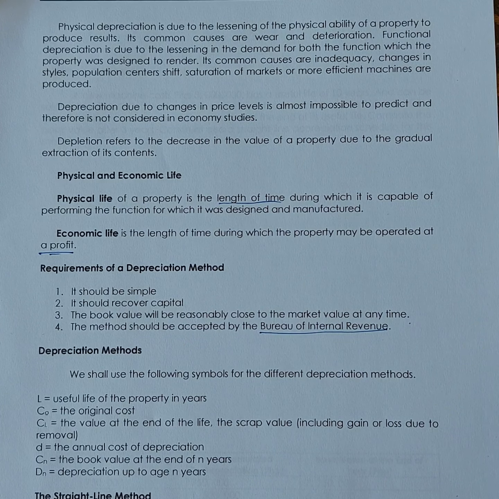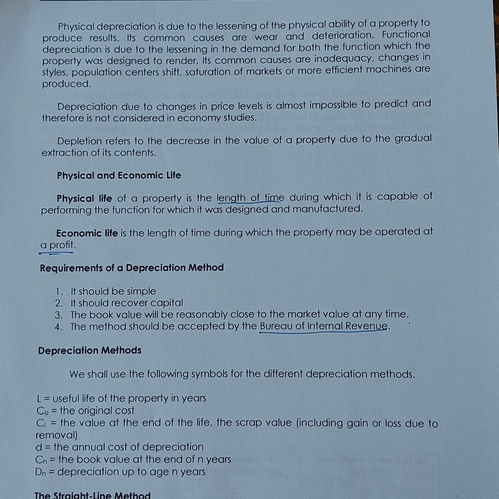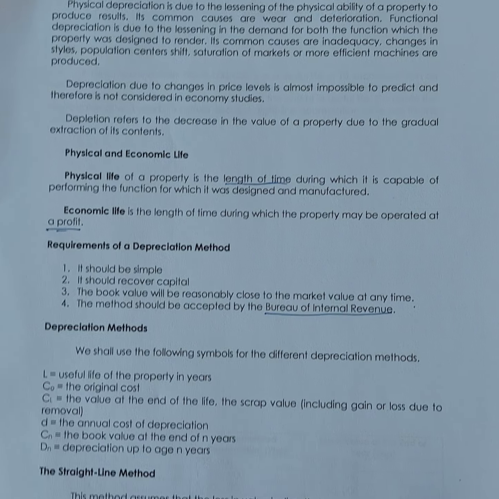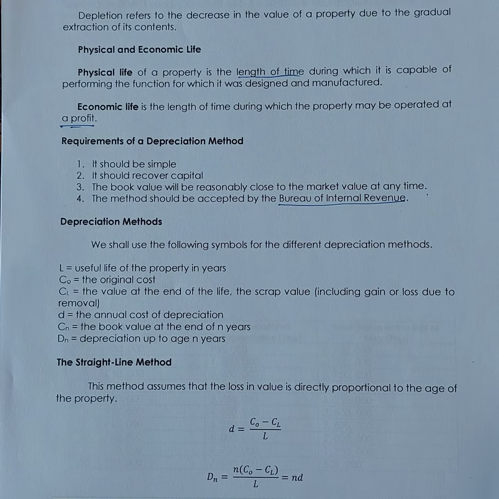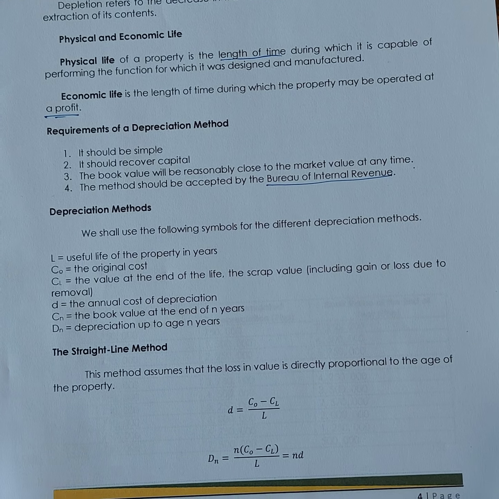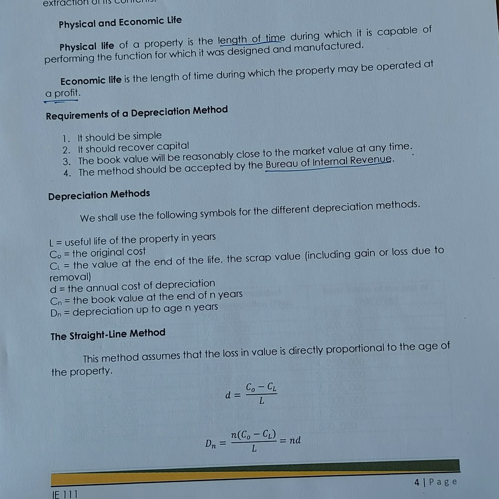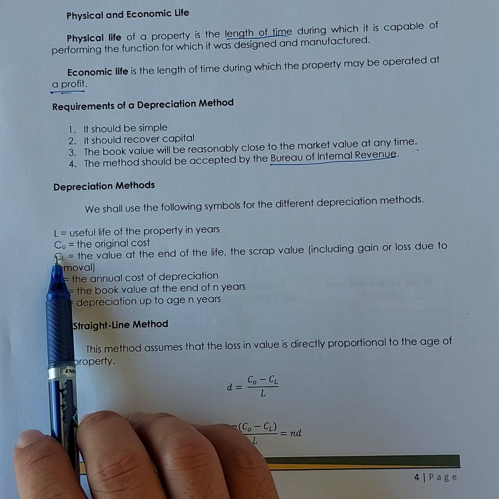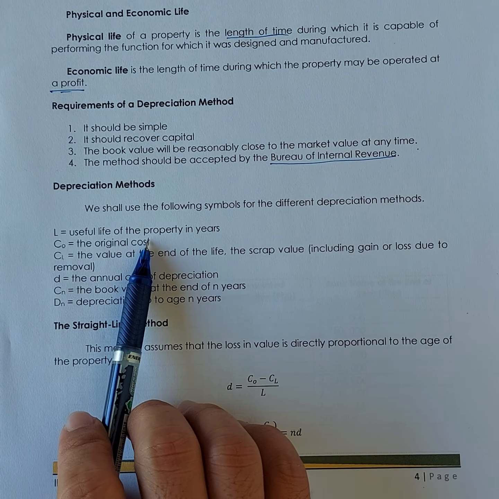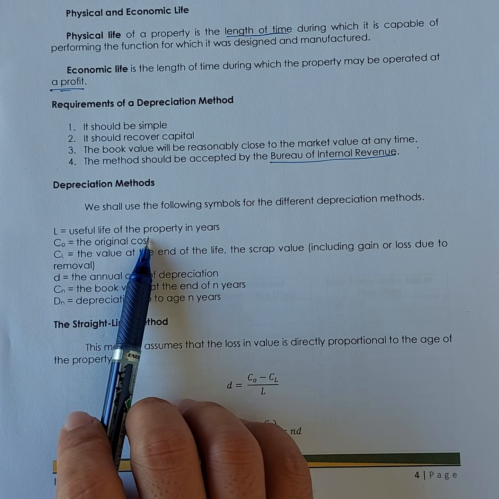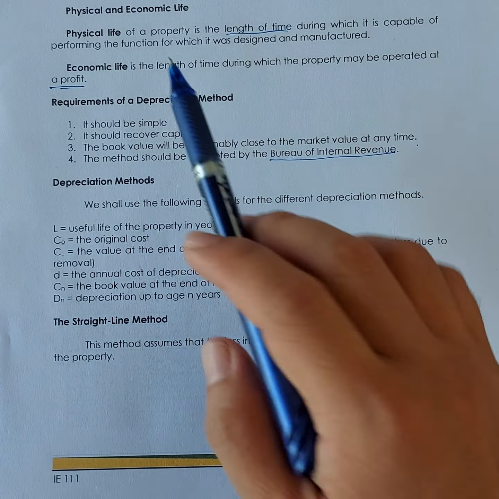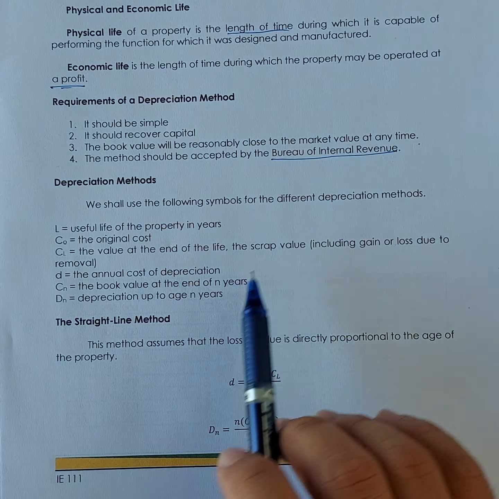So first method is, before we go to the different depreciation methods, let's try to familiarize muna dun sa different notations natin na gagamitin natin later on sa mga different depreciation methods. L, capital letter L, is the useful life of the property in years. Okay, useful life of the property in years. So it may be economic life. Usually that's the economic life, no?